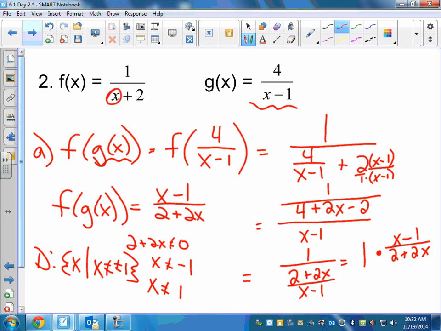On the unit test, when they ask you to find the domain of f of g, they don't ask you to find f of g, which means if you know the way we did yesterday, you can do it that way. Some people don't like that way. It's too confusing for them, so they actually just do this work, and then they do the domain. Both ways work, it's just whatever makes the most sense. For me, if I have to find f of g, I'm going to do it this way. If I don't have to find f of g, I'm going to do it the way we did yesterday.